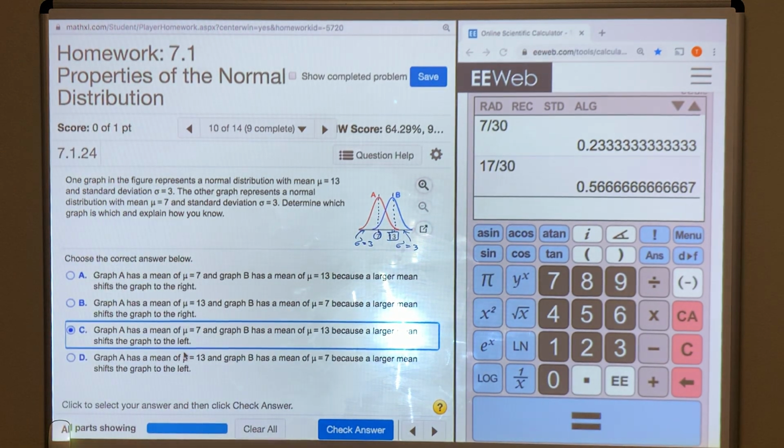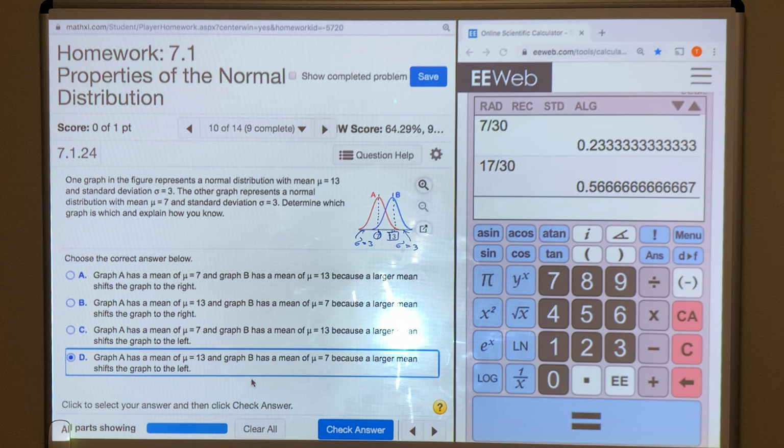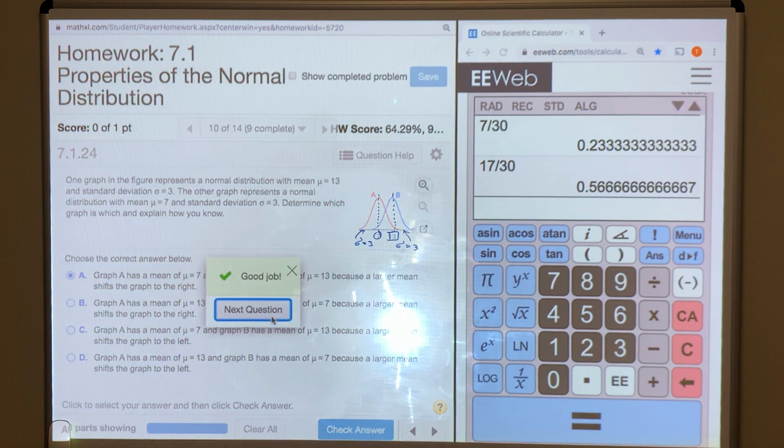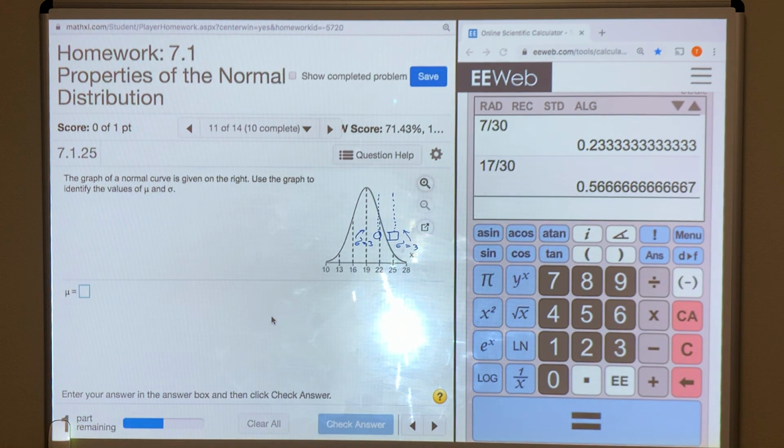All right, last one. Graph A has a mean of 13 and graph B has a mean of 7. That's wrong. So the correct answer was which one? A. Graph A is the following, all those details. So I hope that makes sense. There you go. Okay. On to number 11.